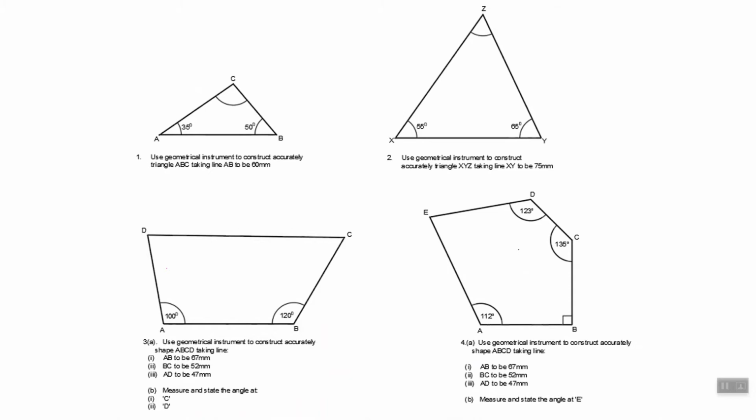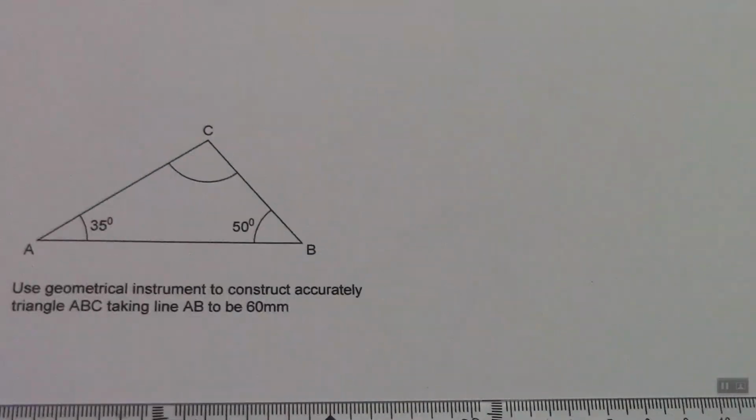So, for example, let us see some examples of shapes we can draw accurately using geometrical instruments. We have 4 examples of geometrical shapes with angles and dimensions given. So let us see the first question. So let us analyze the question.